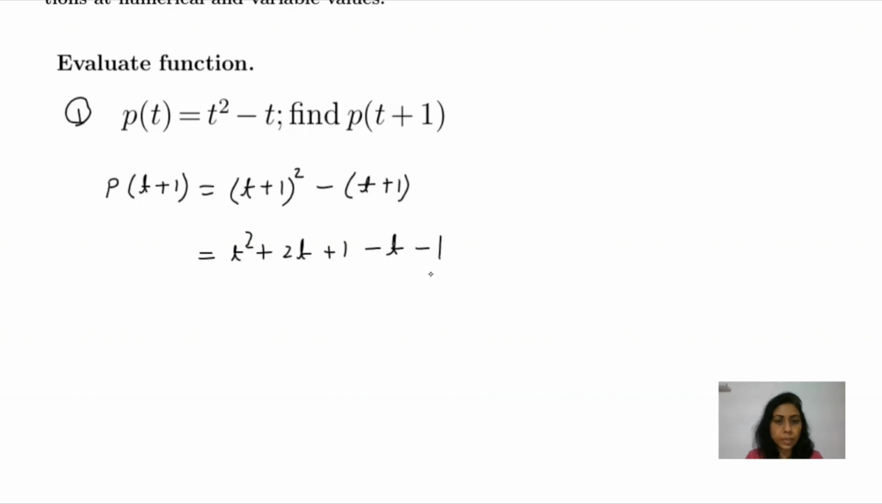Now we can combine like terms. t² is alone, so we can write it as it is. Here 2t and minus t are like terms, we can combine. 2t minus t is t, and plus 1 minus 1 will be 0. So our answer is this one, t² + t.